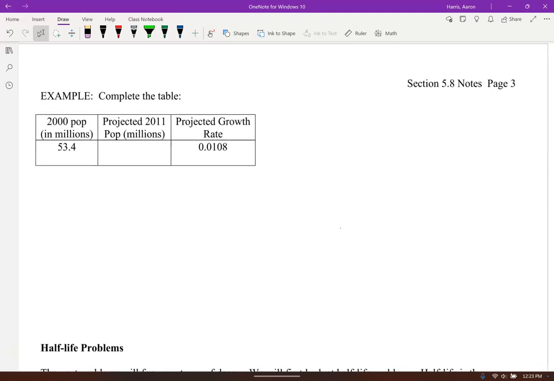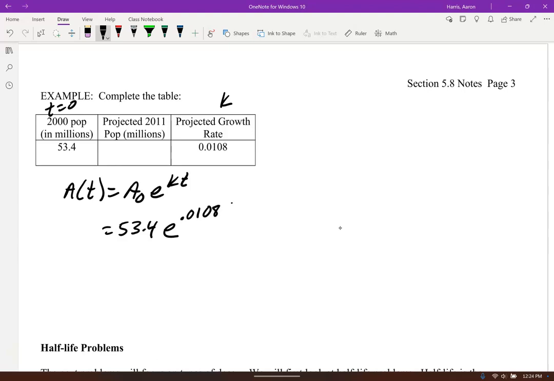So in this scenario, we have a population in the year 2000 that's 53.4 million and a growth rate of 0.0108, right? So my year 2000 is year zero. So A of t equals A sub 0 e to the kt. We start out with 53.4. We'll do this in millions. e to the projected growth rate, here's our k, 0.0108t, right? So here's our formula. We have our formula here to project in the year 2011. Well, 2011 is 11 years since the year 2000. So if we just punch in 11, we'll have our answer in millions.